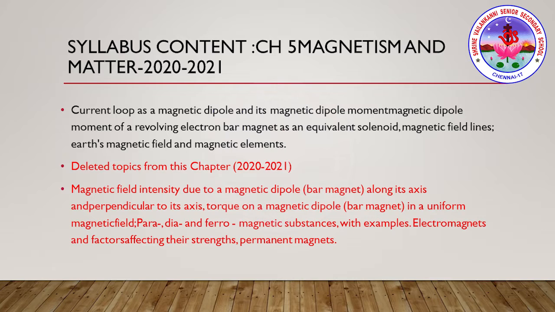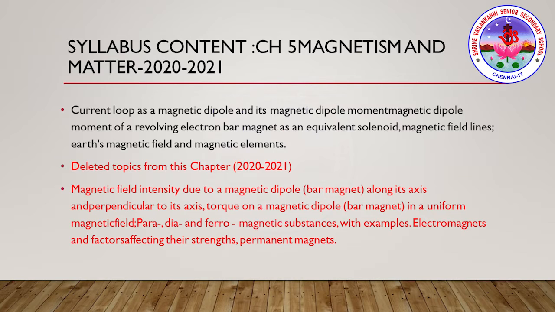In chapter 5, Magnetism and Matter: current loop as a magnetic dipole and its magnetic dipole moment, and magnetic dipole moment of a revolving electron. Then you have to know and concentrate on bar magnet as an equivalent solenoid, magnetic field lines, Earth's magnetic field and magnetic elements. See children, in this chapter they have deleted so many subtopics. You have to know that very carefully.